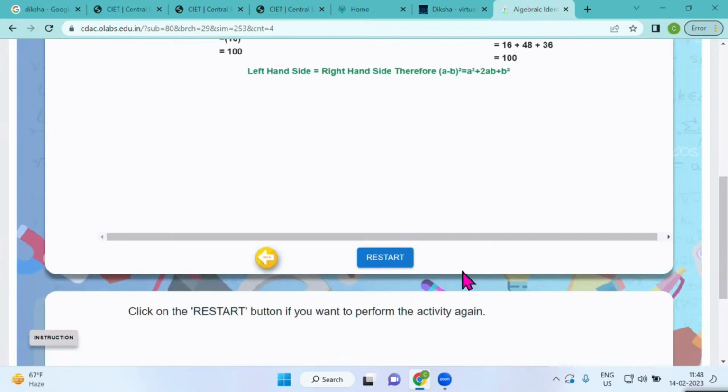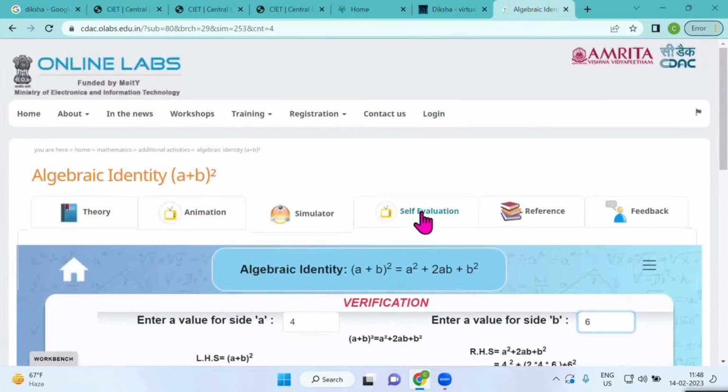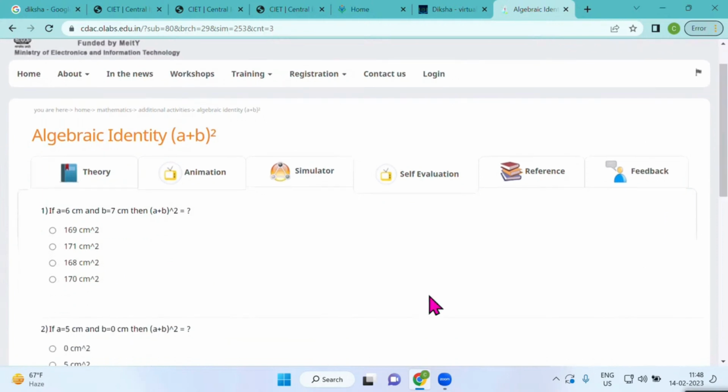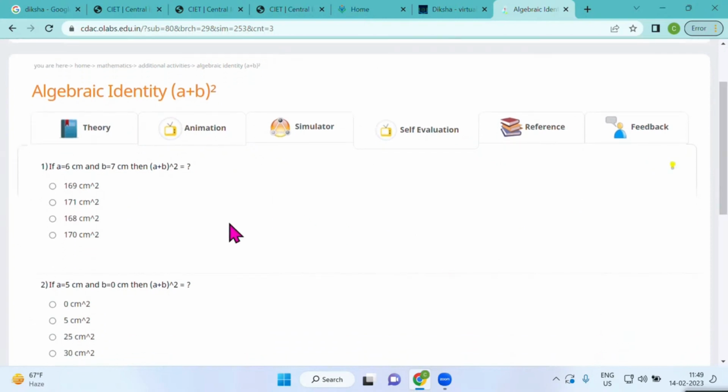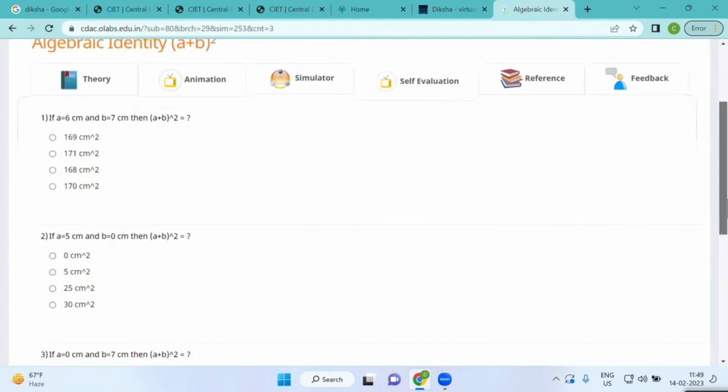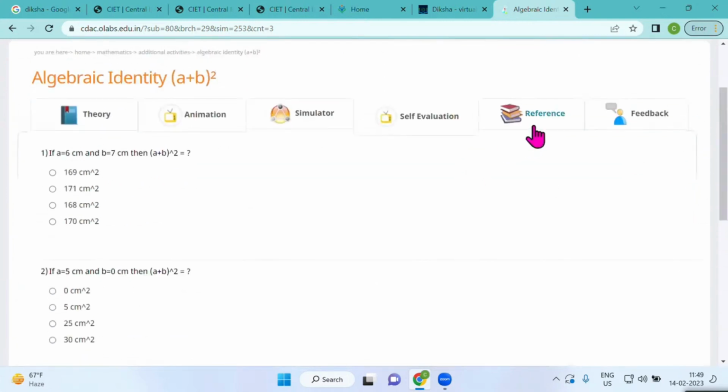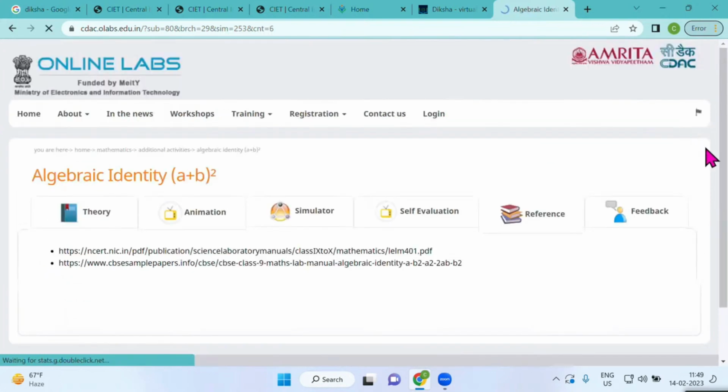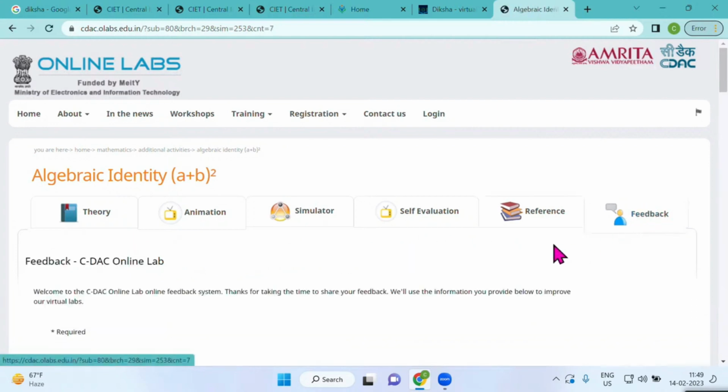So this is the simulation with which we can perform the activity, and we also have other options. Self-evaluation questions are also there in mathematics, and with the self-evaluation question the teacher can assess how well students understand the topic. If a is equal to 6 and b equals 7, the student can put the answer and give their feedback. There are also reference questions, and reference books are also there. We have two options, and in the last one we have feedback.